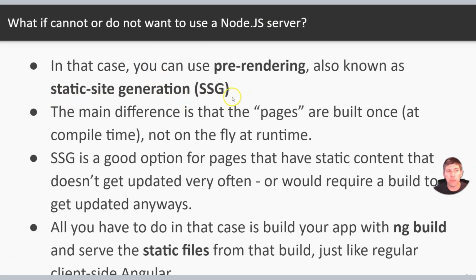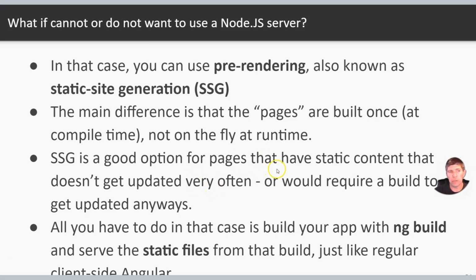And the main difference between SSG and SSR is that you just rely on the pages that are built at compile time when we run ng-build, not on the fly at runtime. So that's a very good compromise, right? Because you don't need a new server infrastructure. You can rely on what you're doing right now, and you still get a boost in terms of performance and SEO, because these pages are going to load faster since they have been pre-rendered at compile time.